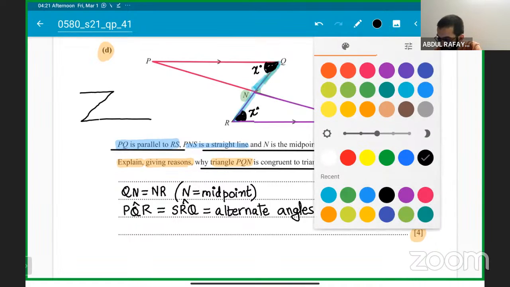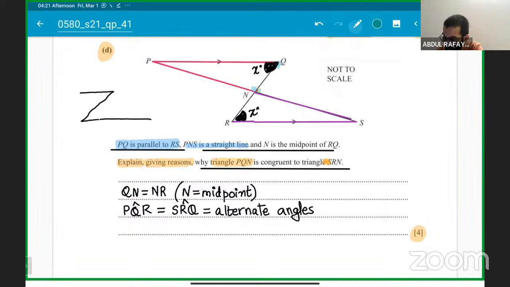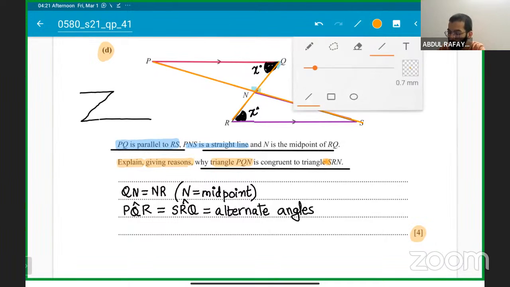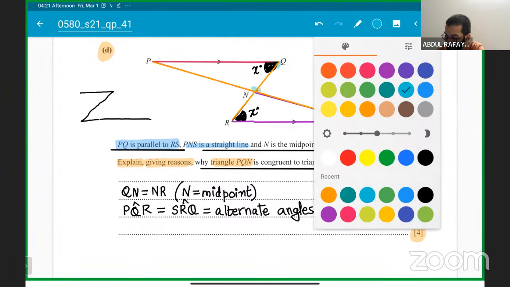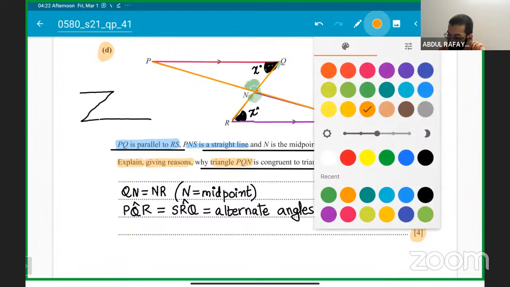And then you can also say, because it's a straight line, follow very carefully. This line and this line are intersecting, so they are vertically opposite angles. So this angle will be the same as well. Any questions? Let me know.